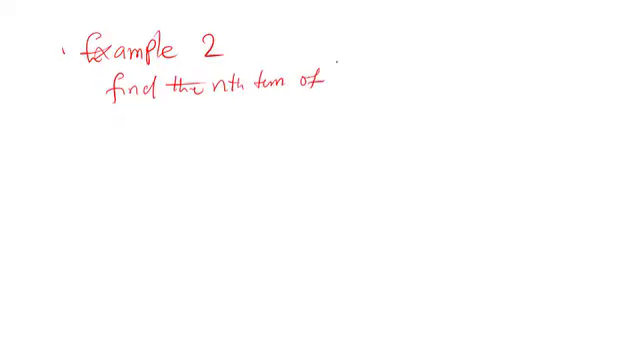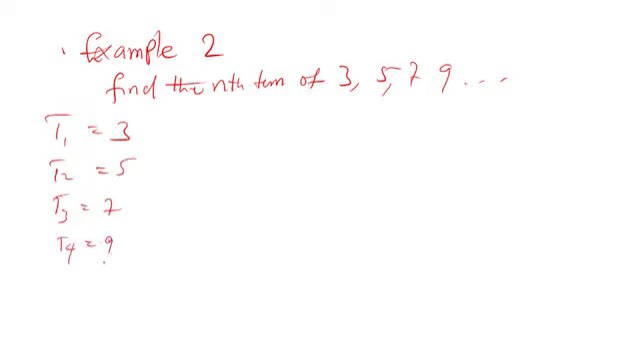Now let's solve this as our example 2. Example 2. Find the nth term of 3, 5, 7, 9 continuously. Now look at what's going on in this other one. Our T1 is equal to 3. Our T2 is equal to 5. Our T3 is equal to 7. And our T4 is equal to 9.